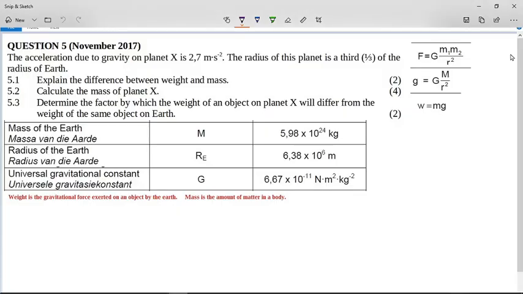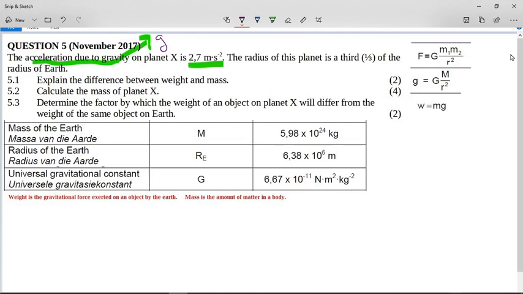Okay, this is a grade 11, November 2017 question on Newton's law of universal gravitation. It says to you, the acceleration due to gravity on planet X is 2.7 meters per second squared. The acceleration due to gravity on Earth, we call this little g. So on this other planet, this is the equivalent of little g. It says the radius of this planet is a third of the radius of Earth.